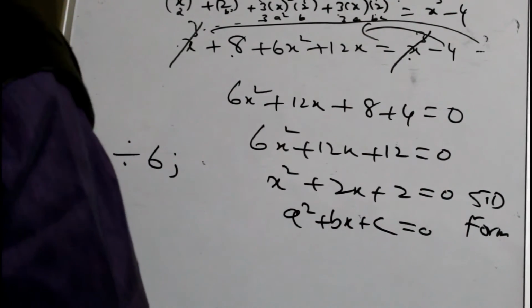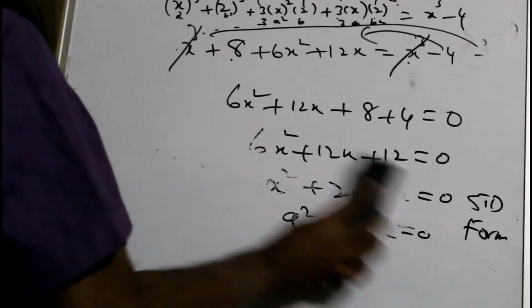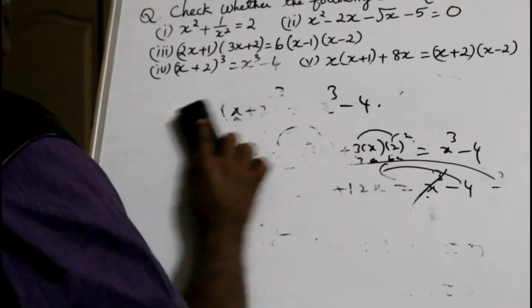And last, there is one more sum. We'll check whether that's a quadratic. And we'll do 5 more different sums.